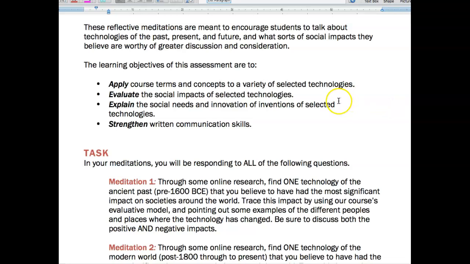So our learning objectives, of course, are to apply the course terms and concepts that we're learning in this class to a variety of selected technologies. We're going to practice evaluating the social impacts of these technologies. We are going to practice explaining the social needs and innovations of the inventions that we have selected to research and discuss in our reflections. And of course, the goal of strengthening our written communication skills.